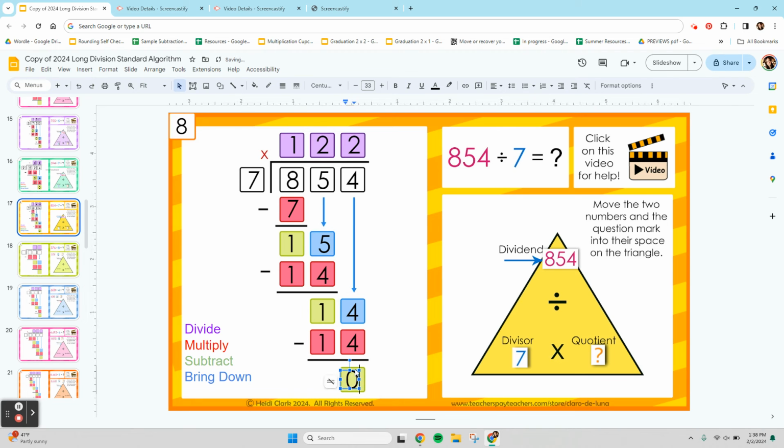That means there's no remainder, which means that if you did have 854 cookies and you put them onto 7 plates, there would be exactly 122 on each plate. No remainder, no leftover. If you multiply this back, 7 times 122 equals 854. 7 times 100 is 700. 7 times 20 is 140. 7 times 2 is 14. And 7 times 122 is 854.